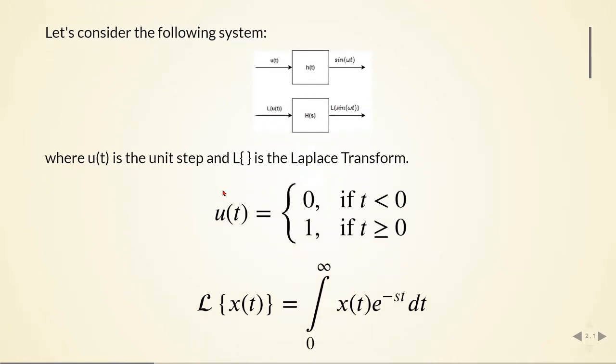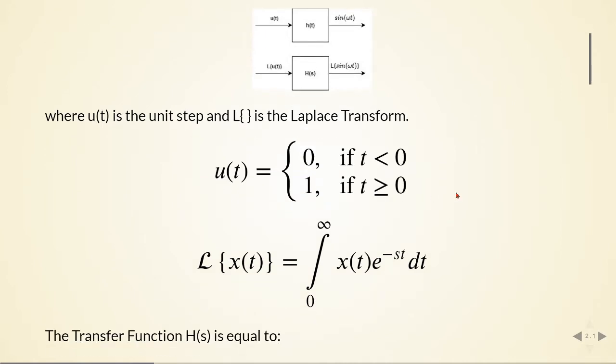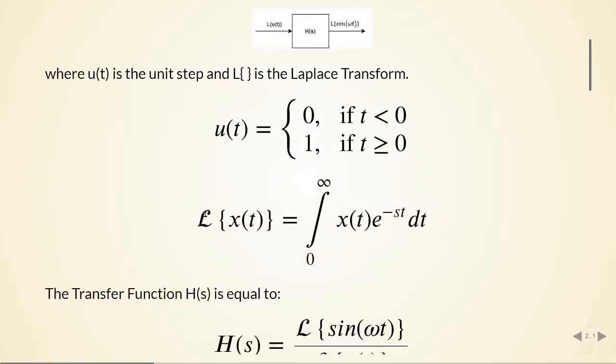So the unit step is a very classic signal, and it's 0 if t is smaller than 0, and it's 1 if t is greater or equal to 0. The Laplace transform of the step function is given. This is the general formula for the Laplace transform. So we have the Laplace transform of x of t is this integral from 0 to infinity, our signal times e to the power of minus st dt.